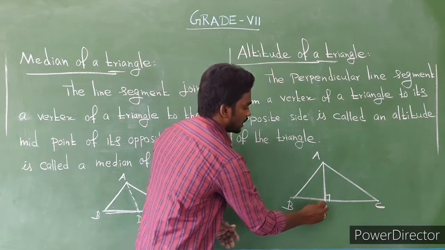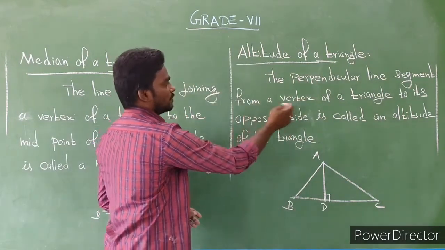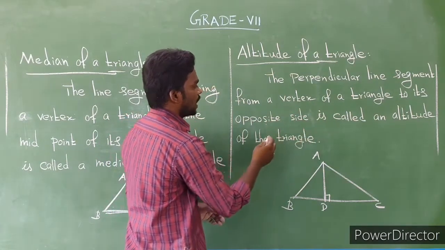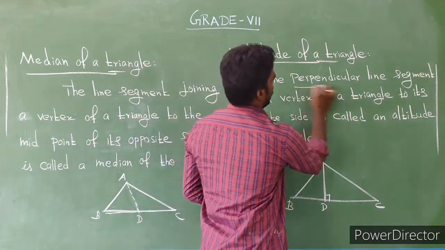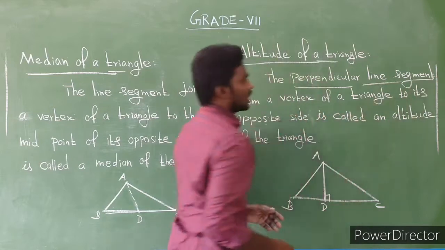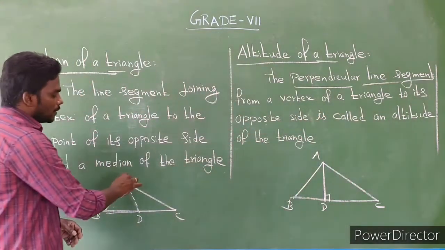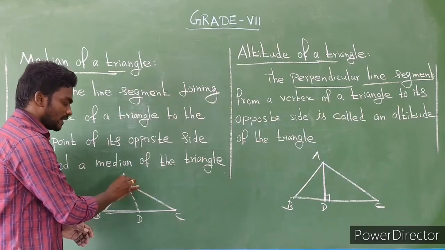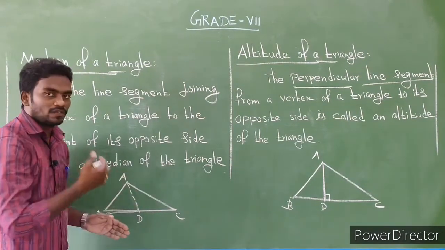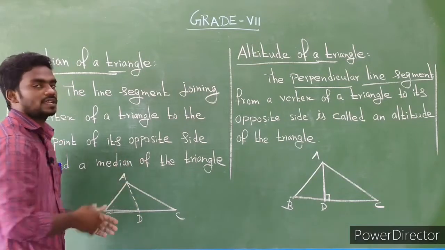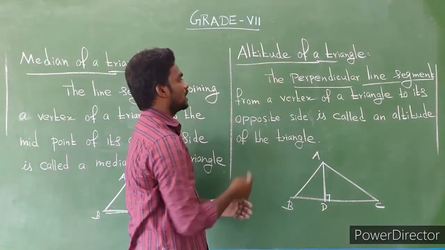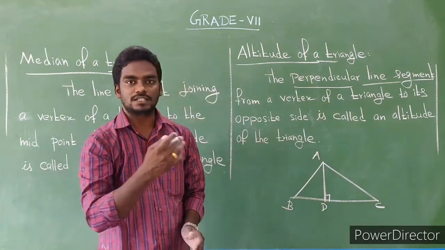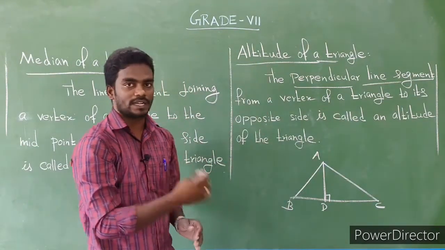Altitude of the triangle. The perpendicular line segment from a vertex of a triangle to its opposite side is called an altitude of the triangle. So this perpendicular line segment is called the altitude. Median of a triangle means a line segment joining a vertex of a triangle to the midpoint of its opposite side. The perpendicular line segment from the vertex of a triangle to the opposite side is called the altitude of a triangle.